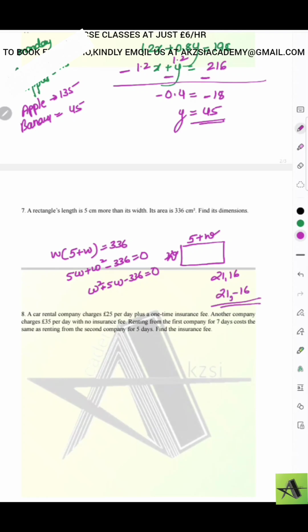How to find two numbers for factorization is very easy. I have already discussed it in my quadratic video, and you can go over that. So that will be directly W plus 21 times W minus 16 equals 0. Obviously width cannot be negative, so W equals negative 21 won't work, 16 will work. So its width is 16 and the length is 5 greater than it, so that will be 21. So 16 and 21 centimeters are the dimensions of this.